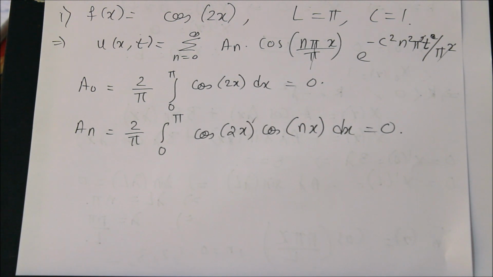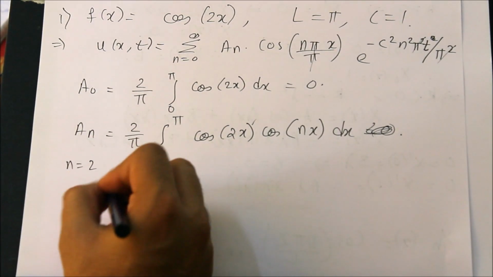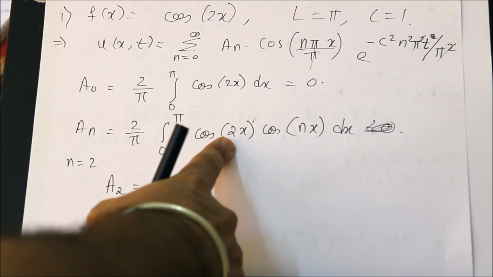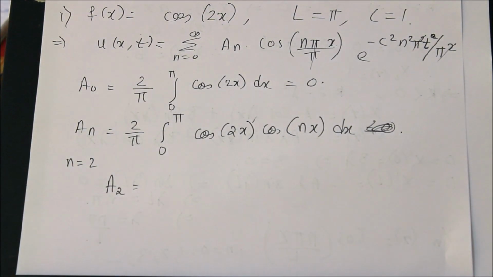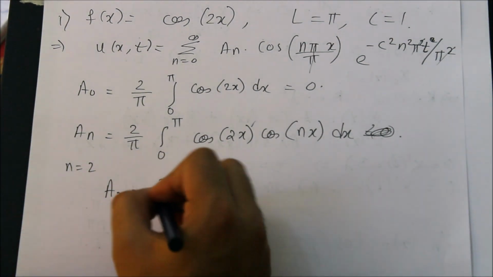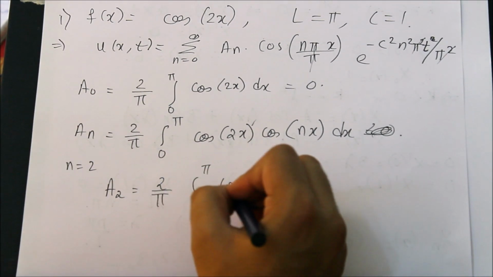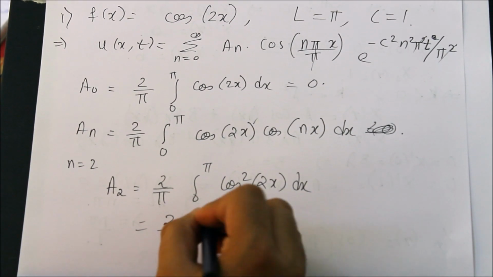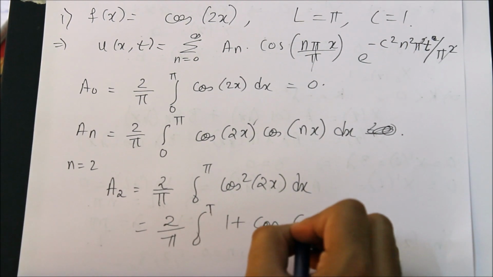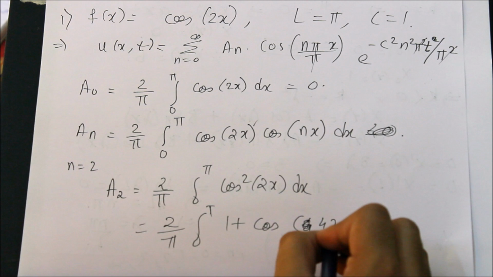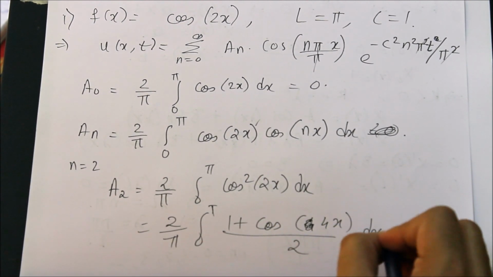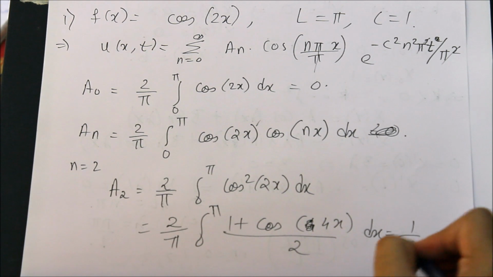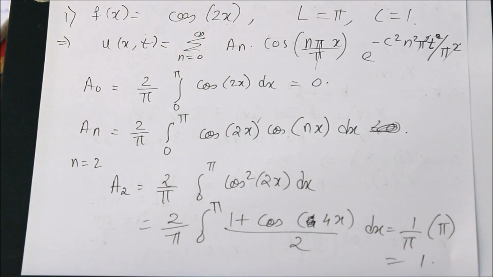Integration of cos nx into cos mx is 0 for n not equal to m. So here only my n equal to 2 will survive, meaning a2 will survive, because whenever n is not equal to 2, this integral will always be 0. This was in my third lecture on Fourier series. So this is nothing but 2 upon pi integration 0 to pi cos square of 2x dx. What is cos square theta? It is 1 plus cos 2 theta by 2. dx. And if you solve this, you get 2 times 1 upon pi, and this will be pi. So I think a2 is coming out to be 1.